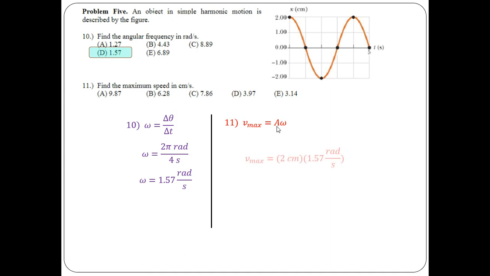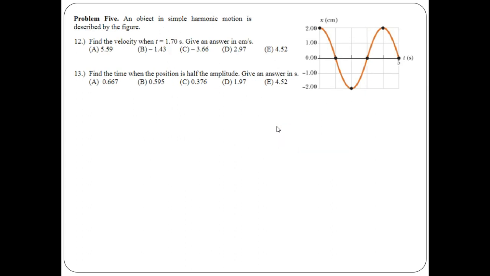So plug in A equal to 2 centimeters and omega equal to 1.57 rad per second, and if you do that, you get 3.14 centimeters per second. That matches with choice E, and then let's move on to 12. I think 12 and 13 are the hard parts in this particular example. For 12, it says to find the velocity at 1.7 seconds.